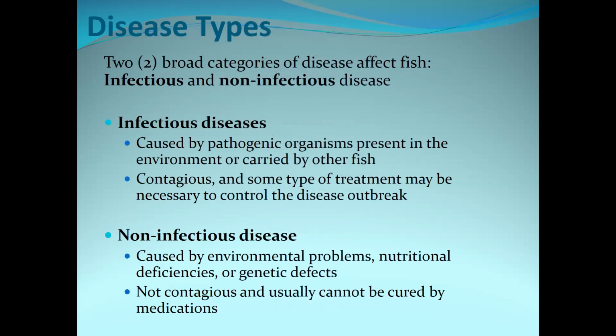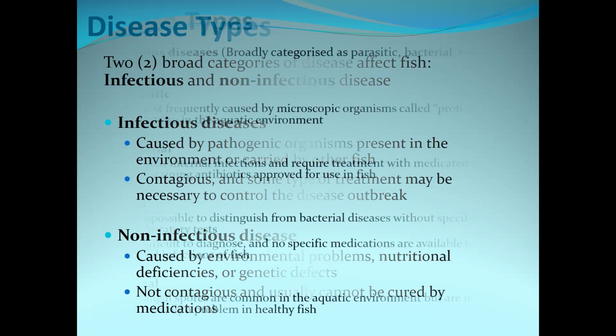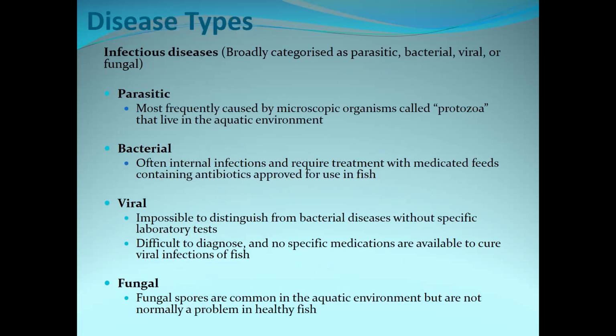So disease types, right? Basically, diseases could be classified into two broad categories, infectious and non-infectious. Infectious diseases are caused by pathogenic organisms present in the environment and could be carried by other fish. They are contagious and some type of treatment may be necessary. Non-infectious diseases are caused mostly by environmental problems, nutritional deficiencies, or genetic defects, right? Those don't really transfer from one fish to the next, yeah? So they're non-contagious.